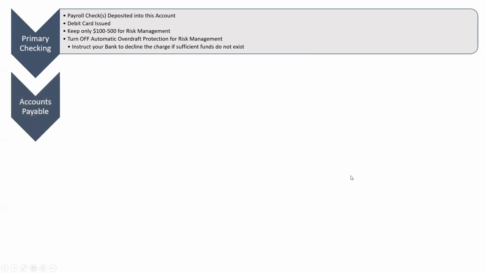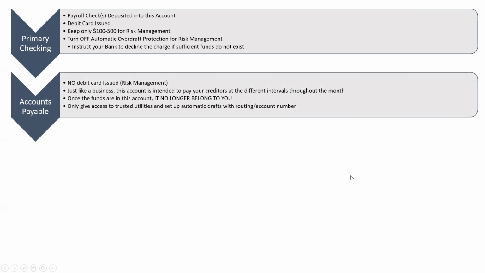In my next account, I have accounts payable. And this is what I didn't mention in the last video. This was actually really important. I do not have a debit card issued for accounts payable, and that's again for risk management. Just like a business, this account is intended to pay your creditors at different intervals throughout the month. Once the funds are in this account, it no longer belongs to you. Now, again, that's more of a mindset. Technically, yes, it does. It's your cash, but when I move it down to this account on paydays, that's my mentality.